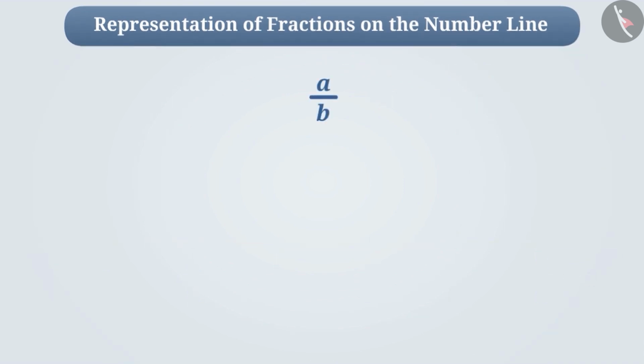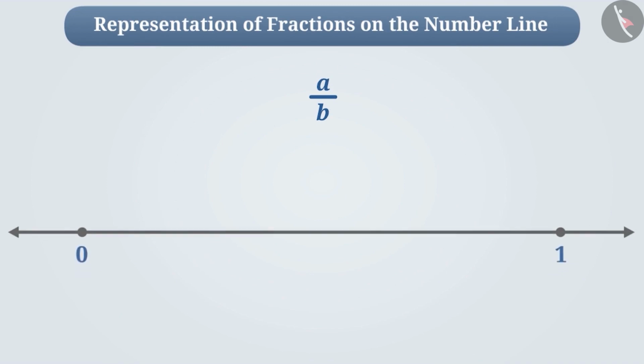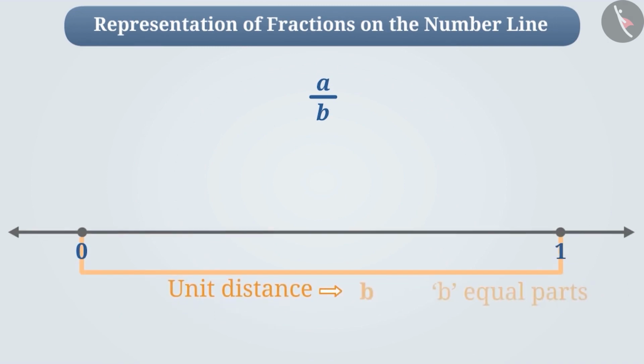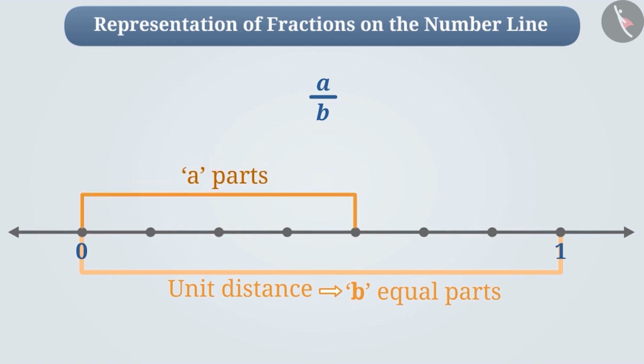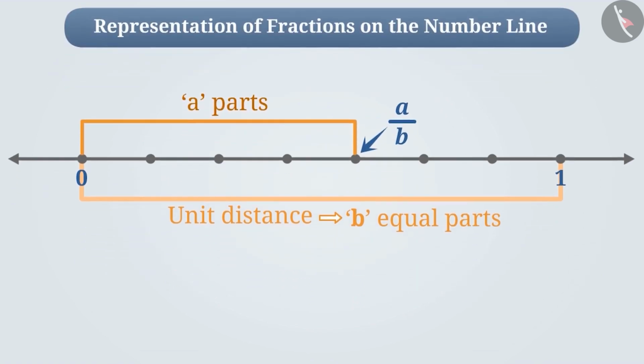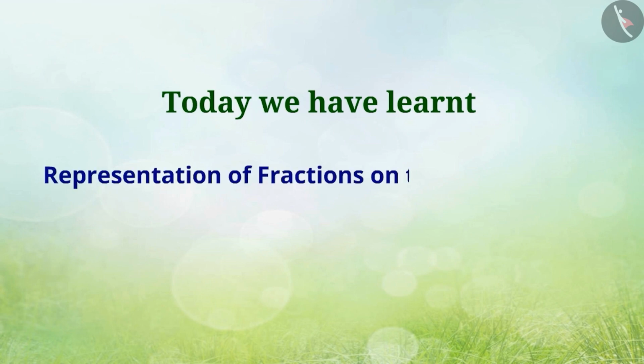In short, to represent any fraction a/b on the number line, first, we will divide unit distance into b equal parts and then count a number of parts from 0 and represent the fraction a/b. Today, we have learnt representation of fractions on the number line. In the next video, we will see some examples on the representation of fractions on the number line.